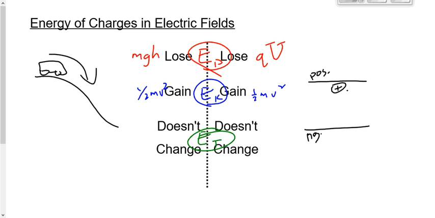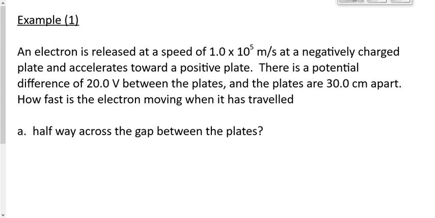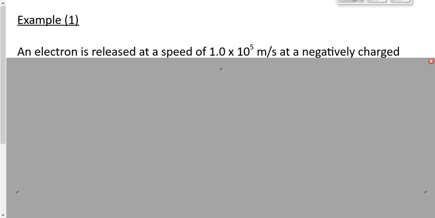Okay, we're going to do one example, and then we're going to pack it up. Example is 1A. I don't even want to do B right now, just 1A. It says an electron is released at a speed of 1.0 times 10 to the 5 meters per second at a negatively charged plate. Let's cover up the rest for a second. You can see the rest on your sheet, but pretend you can only read the part that I have uncovered right there.